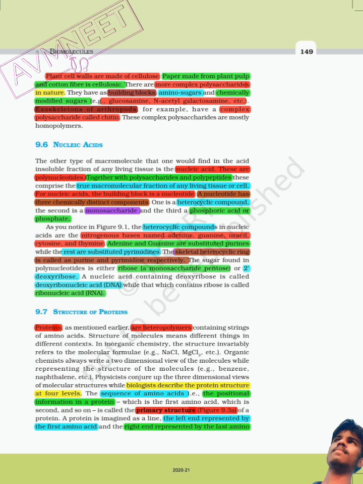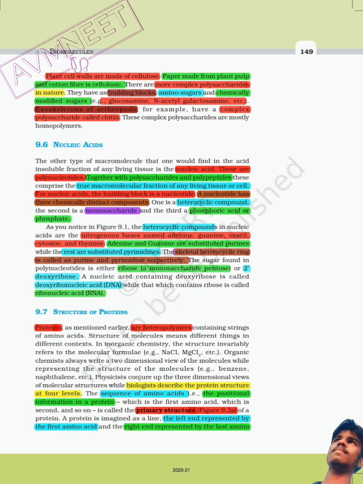There are more complex polysaccharides in nature. They have as building blocks amino sugars and chemically modified sugars. Exoskeletons of arthropods, for example, have a complex polysaccharide called chitin. These complex polysaccharides are mostly homopolymers.